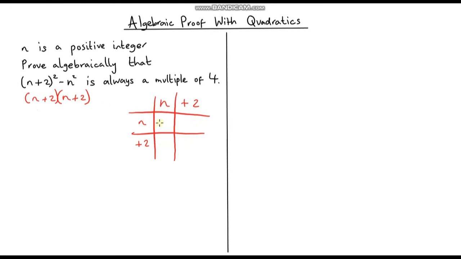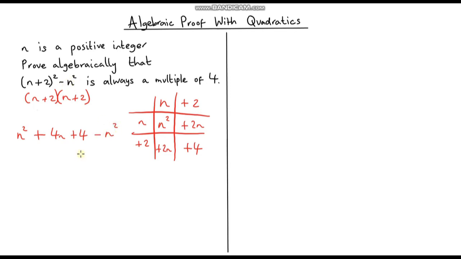So n times n gives me n squared. n times positive 2 is positive 2n. Positive 2 times n is again positive 2n. And then 2 times 2 is positive 4. So we've got n squared plus 2n plus 2n plus 4, which we can simplify. That all becomes n squared plus 2n plus 2n, which is 4n, and then plus 4. So this whole thing in brackets becomes this. I've just expanded the brackets, and now we're going to add on minus n squared to the end.